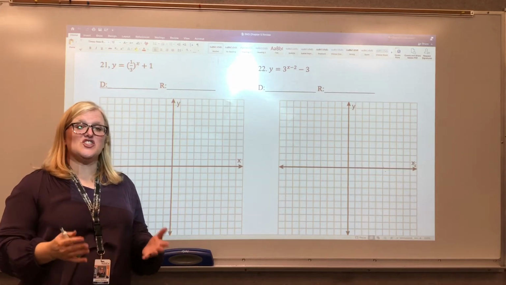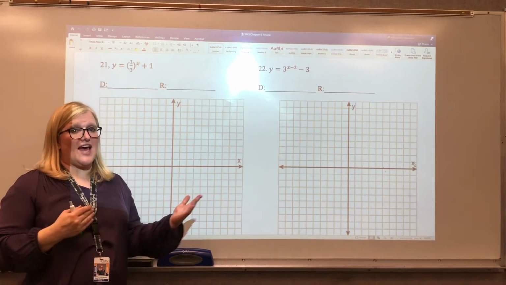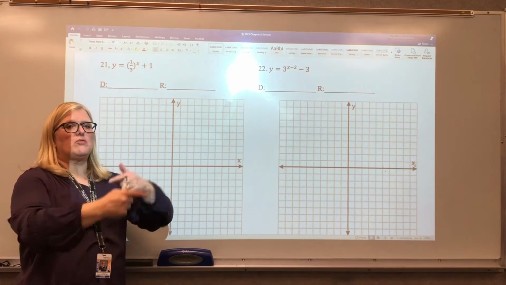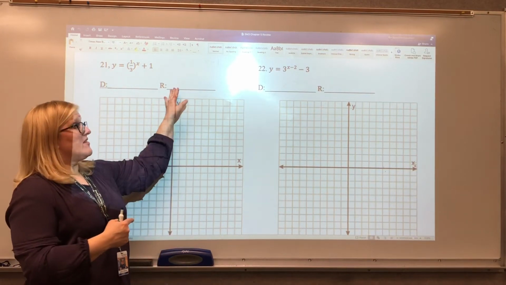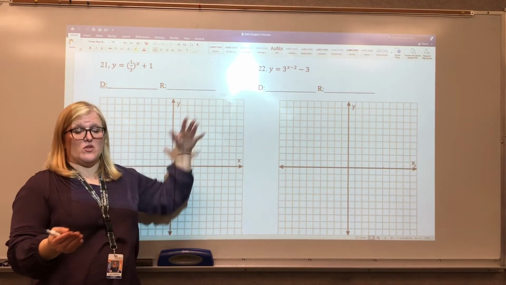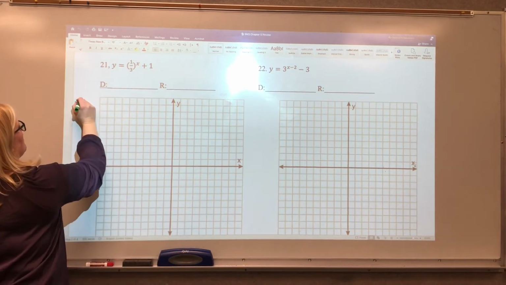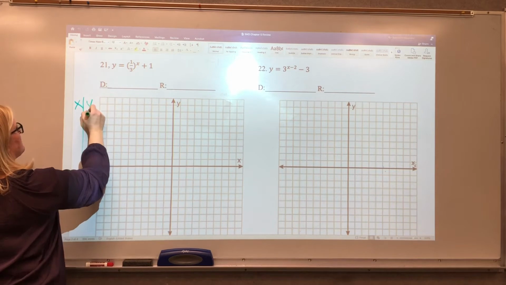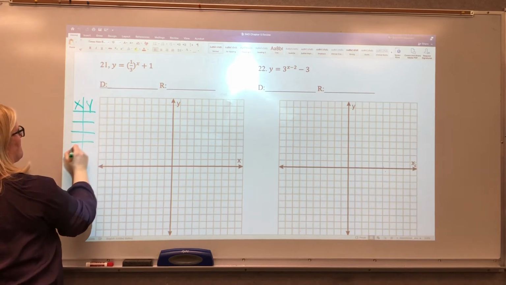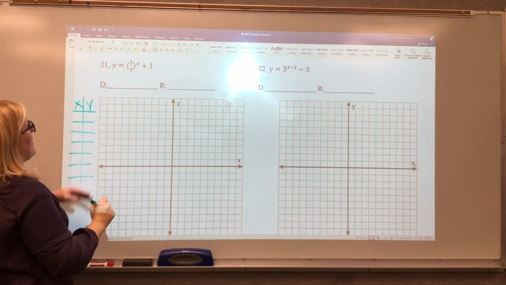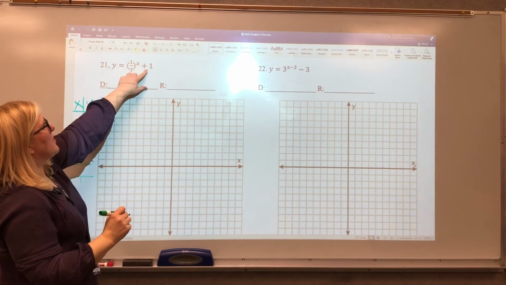All right, these next two are very similar to the last two that we did once we put them in exponential form. These are already in exponential form, so these are a little bit easier. Okay, so I'm going to make my table. So I've got 1/3 to the x plus 1.